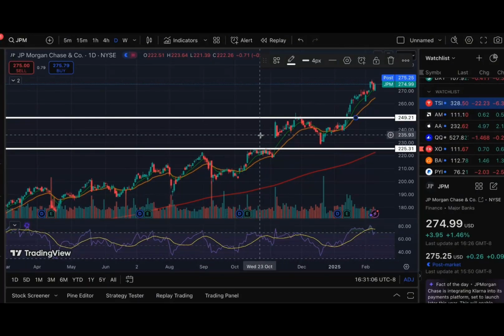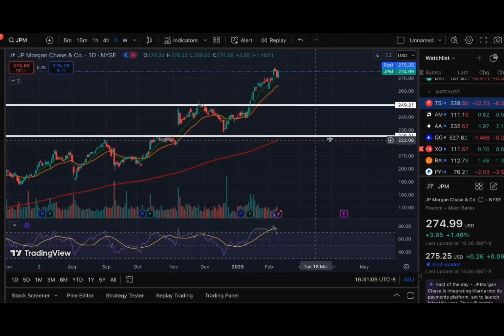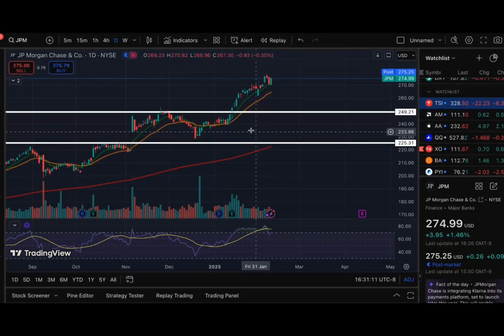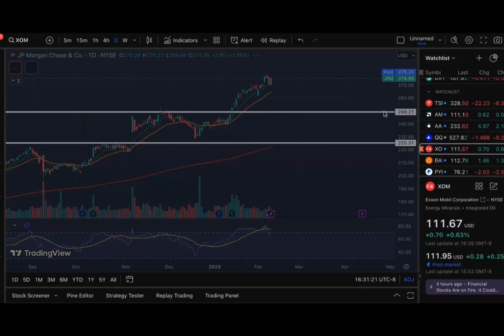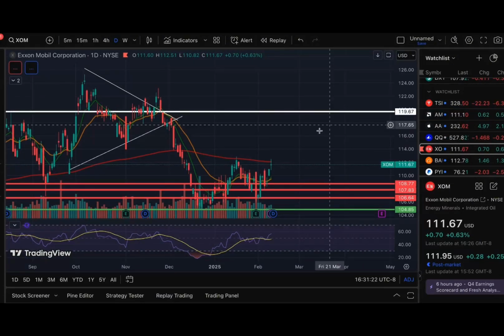And then, if you want to look at the structure side of things, well, this right here is not really. I wouldn't call this one of those market structure trades. I'll just say this is a trade, which is a momentum trade. This is a trade that's following the trend. What about this XOM?